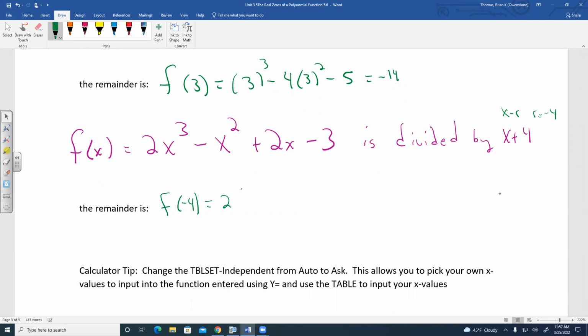So it's going to be 2 times negative 4 to the third power minus, in parentheses, negative 4 squared. Parentheses are important there for sure. Plus 2 times negative 4 minus 3. Now notice how this could be hard to type into the calculator. So all those parentheses and stuff can get confusing.